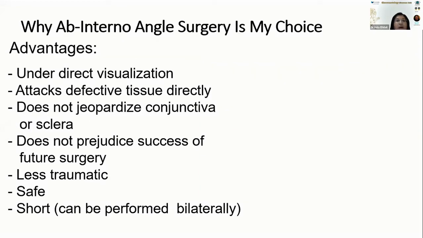Finally, I think in my mind, ab-interno is my first choice. This is because it attacks the defective tissue directly under direct visualization without jeopardizing conjunctiva or sclera. It does not prejudice the success of future surgery. Less traumatic, it's safe and short, and can be performed bilaterally. Of course, this is true in the proper selection of cases for goniotomy. Thank you.